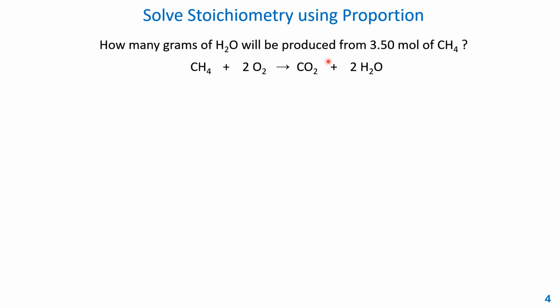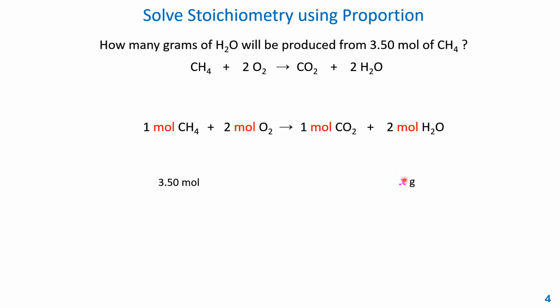Now, we can use proportion. How many grams of water will be produced from the 3.5 mole of methane? Exactly the same question, same balanced chemical equation, so same mole ratio. Now, using proportion, we need to identify the given condition, 3.5 mole methane, and write that under this methane. You have to write it exactly under this methane. That's very important. Then identify the question, how many grams of water? Water is here. Since this is a mole, you will need to convert this 2 moles of water to mass.